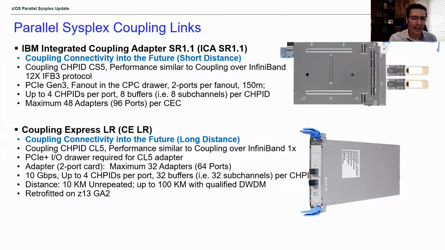And again, we've been telling you for many years that the Z14, the mother machine, not the ZR1, is the last machine to support InfiniBand coupling links. True to our word, the Z15 does not support InfiniBand. So your choices for short range are the ICA SR adapter, and for long range, the Coupling Express Long Reach.